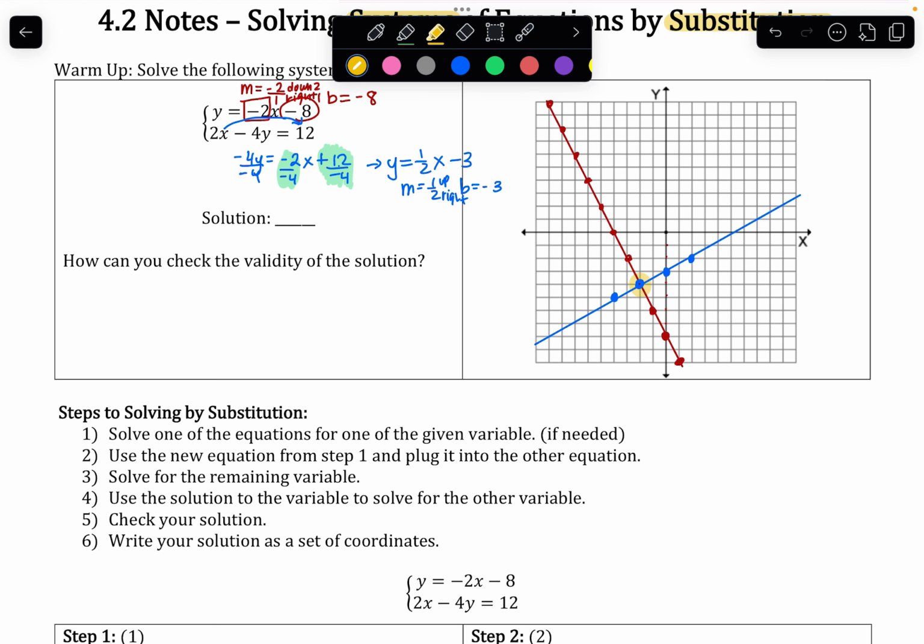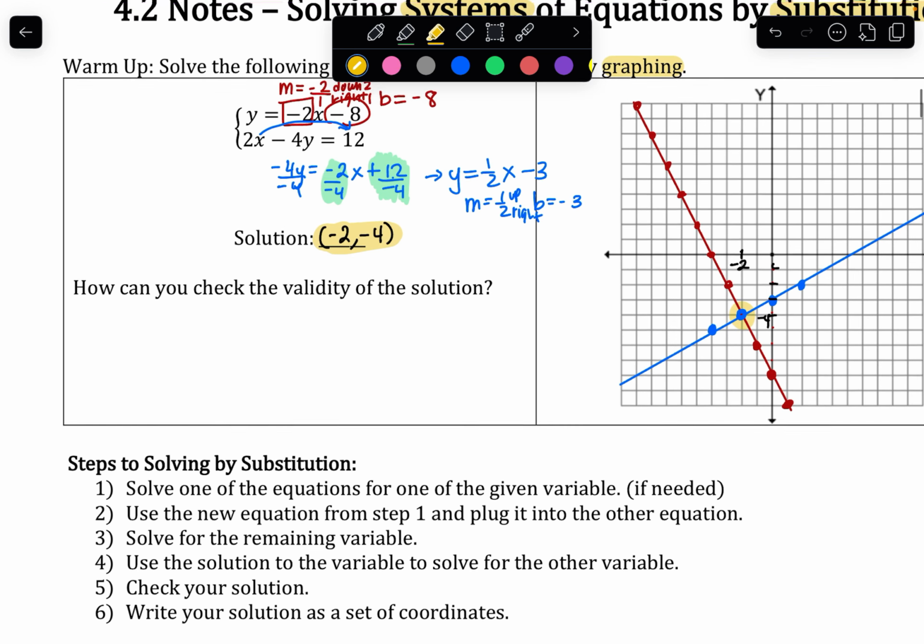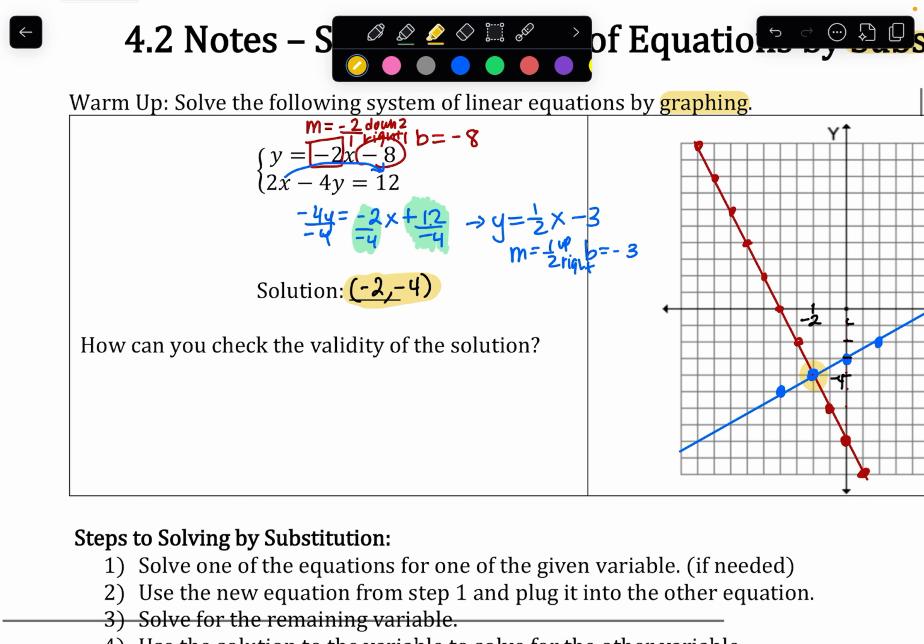Okay, and so we can see that our solution is (-2, -4). It's an ordered pair, parentheses, and a comma. You need both of those things. Okay, so to check the validity of the solution, you would just plug this solution into both equations.